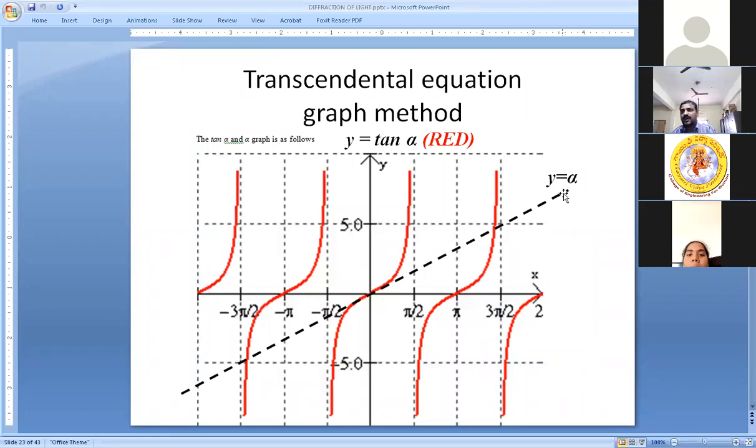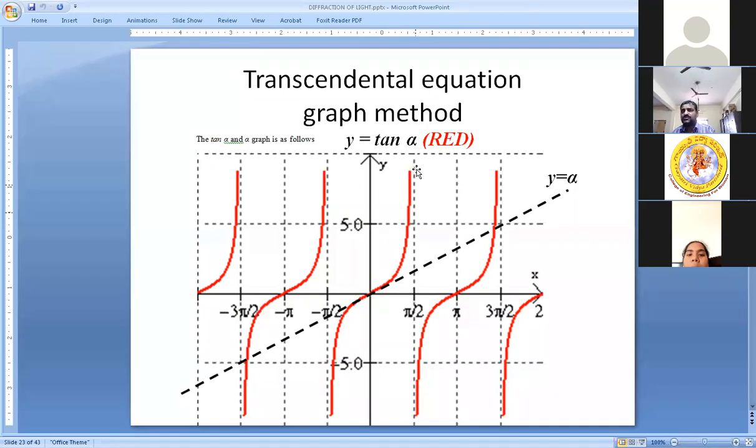Right? Y equal to alpha is of course a straight line passing through origin, having 45-degree slope with respect to x-axis. So this dotted line is showing one equation. Another one is this red lines, you know, tan theta graph. Tan theta graph is shown like this. You all know that tan theta has got discontinuities at every pi by 2. Every odd multiple of pi by 2, whether it is plus or minus, you have got a discontinuity.